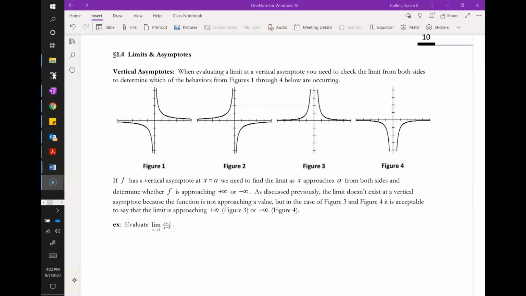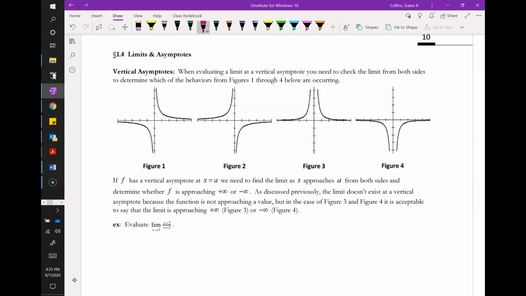In section 1.4, we're still working with limits, and we're going to focus on both vertical and horizontal asymptotes. So when we have a vertical asymptote, there's really four possible scenarios that are illustrated by these four figures. It doesn't matter for which values of x the asymptote occurs. There's really one of four things that could happen.